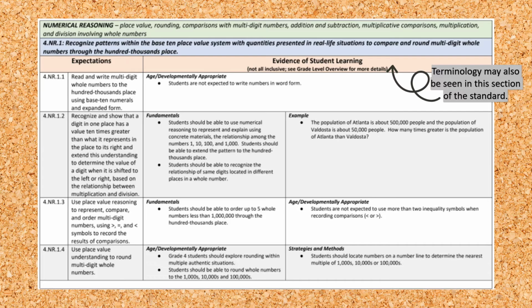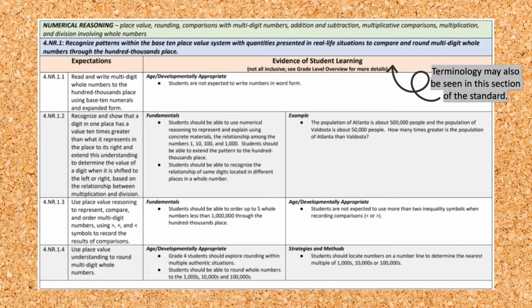Before we dig into the expectations, let's take a minute to look at the standards chart. In the green section, you will see the overarching standard. So this is going to be the main umbrella that's going to encompass all the numerical reasoning standards. Below that, in the blue, you will see the standard we are looking at today, which is recognized patterns within the base 10 place value system with quantities presented in real life situations to compare and round multi-digit whole numbers through the hundred thousands place.